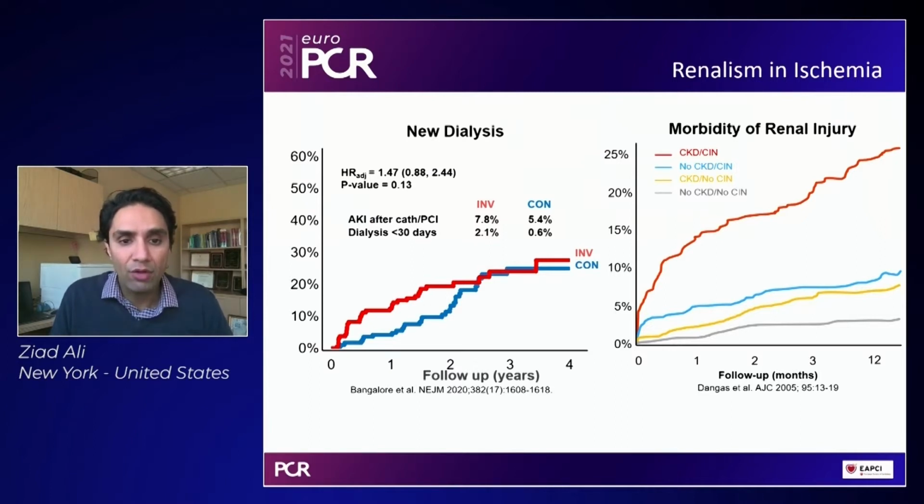On the left-hand panel, you see that those patients in the invasive arm have a significantly higher risk, almost threefold, of going onto dialysis around the time of the procedure compared to the conservative arm. And on the right side, you see the reason for this is in fact because chronic kidney disease and the institution of contrast-induced nephropathy on top of that has a very high morbidity and mortality rate. And in fact, even those patients with no chronic kidney disease who develop contrast nephropathy have a poor outcome.